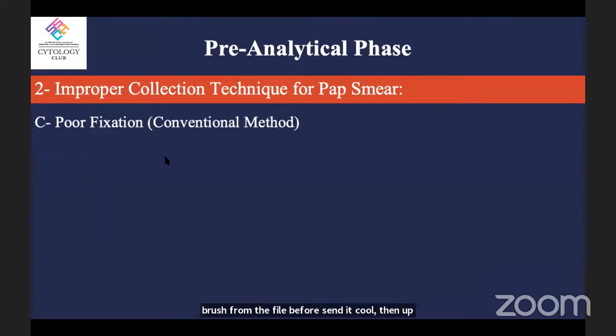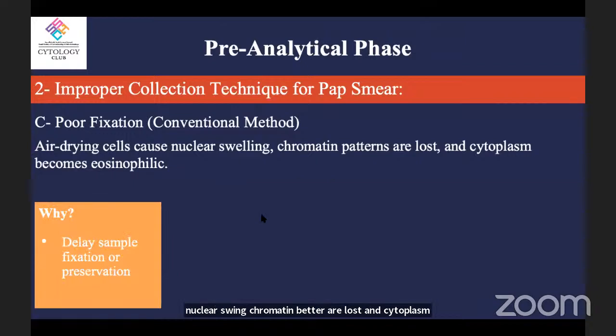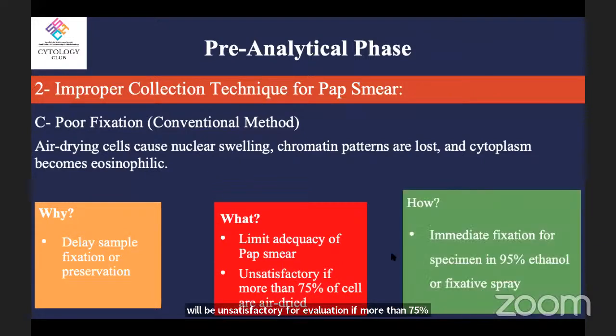The last issue in the pre-analytical phase is poor fixation, and here we're talking about the conventional method, where poor fixation, air drying of cells, causes nuclear swelling, the chromatin pattern is lost, and the cytoplasm becomes eosinophilic. Why? Because of delayed sample fixation or preservation. And what will happen? It will limit the adequacy of the Pap smear, and it will be unsatisfactory for evaluation if more than 75% of cells are air dried. How could we avoid it? Immediate fixation of the specimen in 95% ethanol or fixative spray.